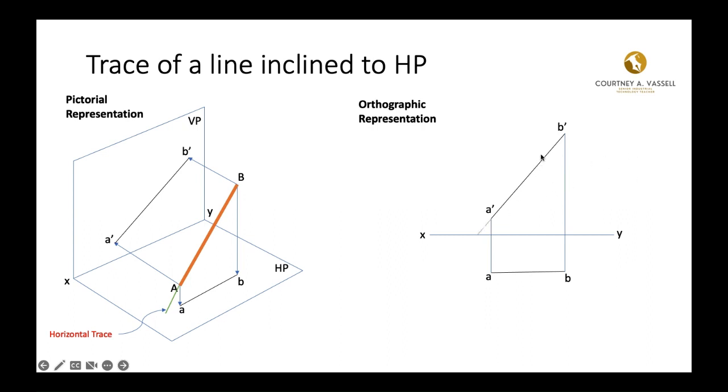Once this line is extended, we will get our H, and that's the trace. So it'd be the horizontal trace. When you understand something, you see, once it's coming from VP, you're going to get H. If it is coming from HP, you're going to get V. We'll show you that in a subsequent video.